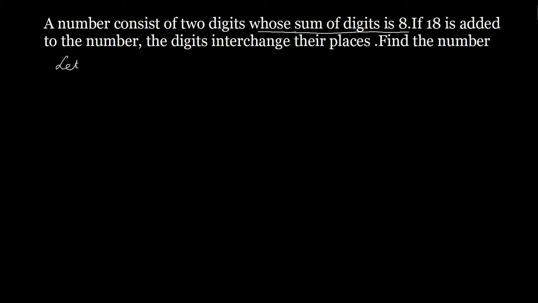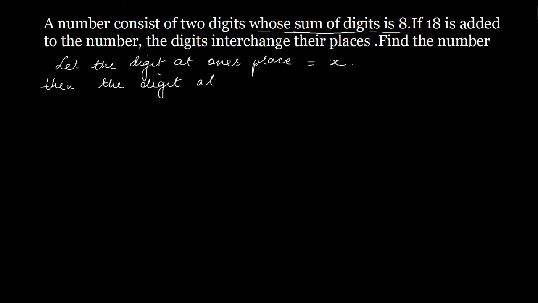Now, the first condition given to us is that the sum of the digits of the two-digit number is 8. Let the digit at ones place be equal to x. Then the digit at tens place will be equal to 8 minus x, because the sum of the digits is 8. So if x is the digit at ones place, then 8 minus x will be the digit at tens place.